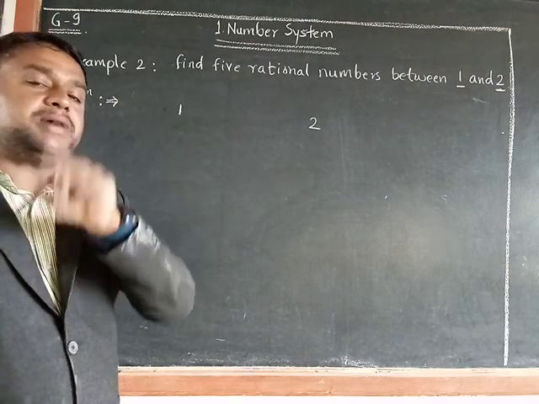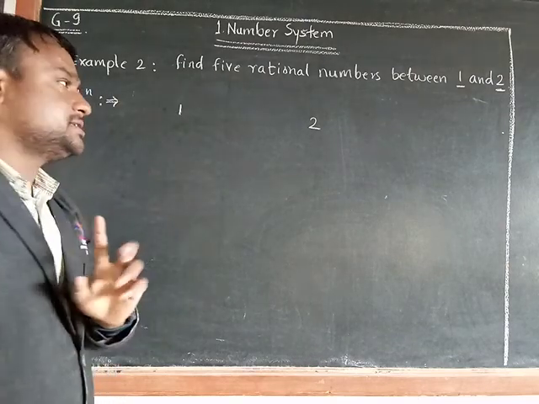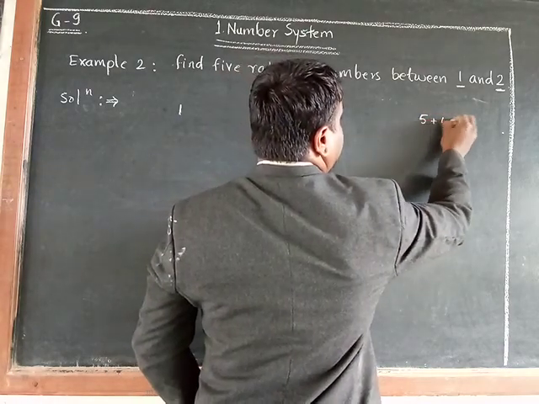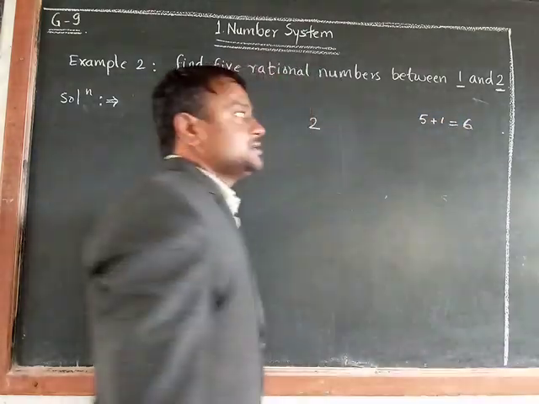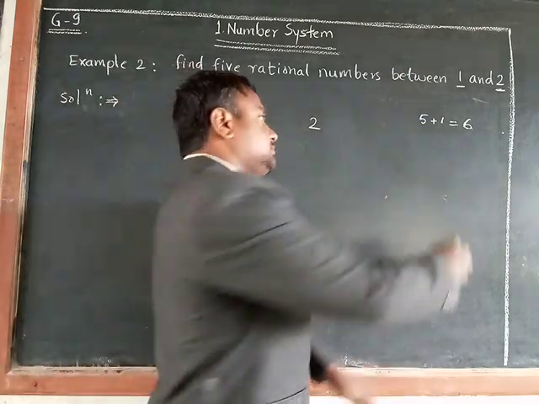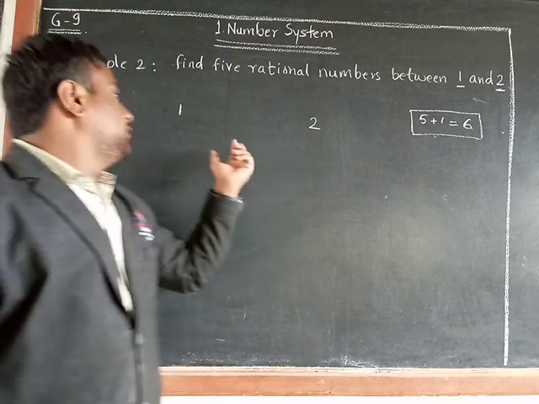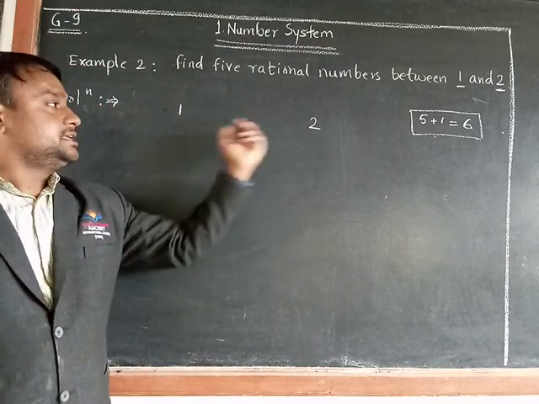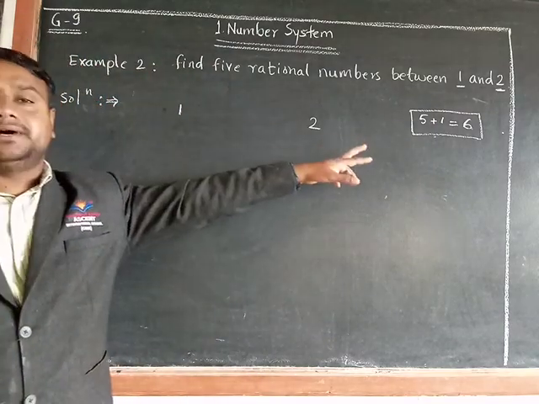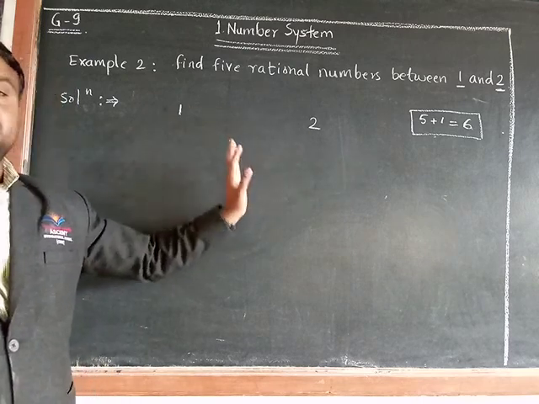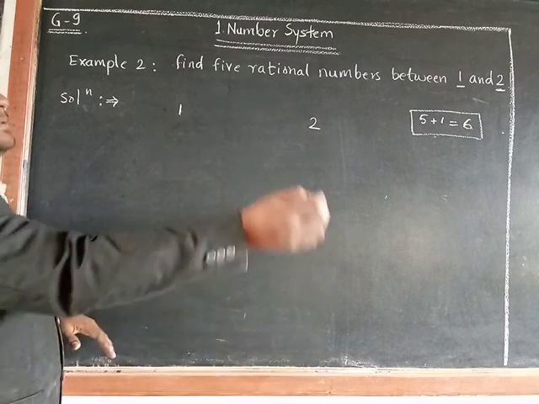So add one to 5. That means 5 plus 1, which is equal to 6. If we represent these two numbers in the form of a denominator 6, then we can easily find the 5 rational numbers between 1 and 2. So how can we represent them?